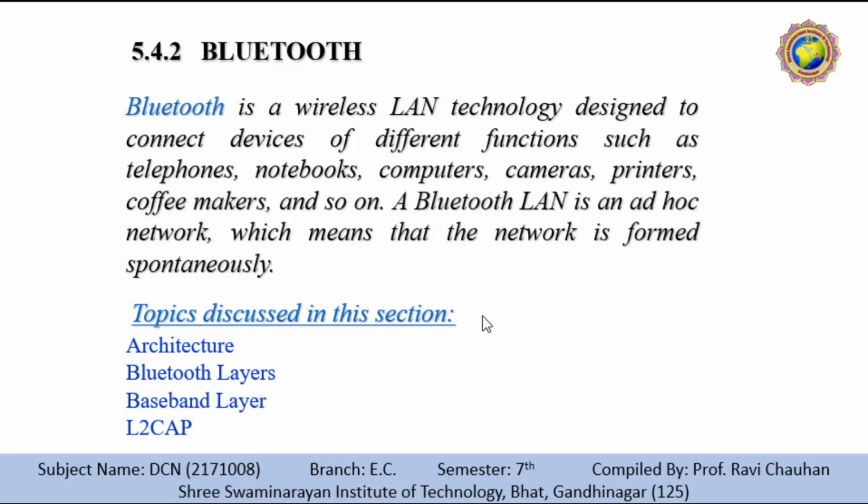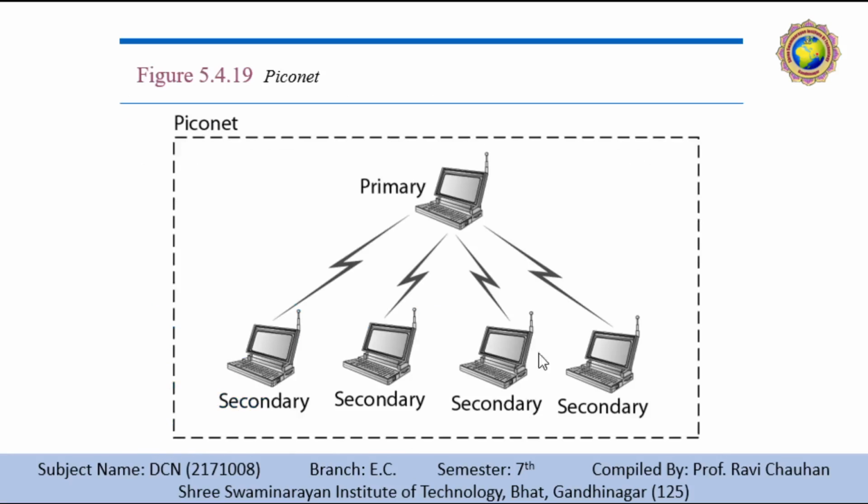The topics we are going to discuss are the architecture of Bluetooth, its layers, the baseband layer and L2CAP. So let's start with architecture. Bluetooth defines two types of networks, piconet and scatternet. First, piconet. A Bluetooth network is called a piconet, or a small net. A piconet can have up to 8 stations. One of these is called the primary and the rest are secondary.